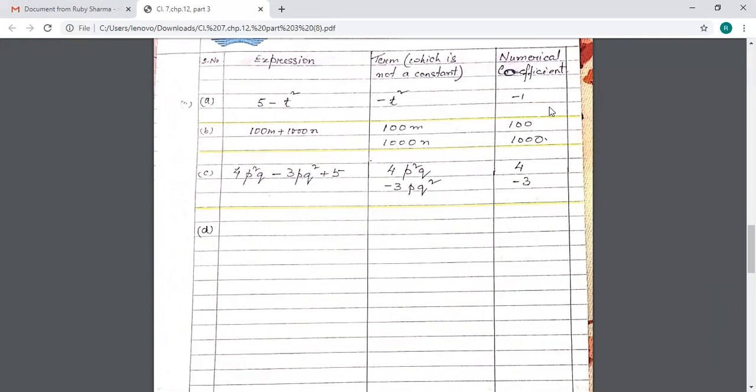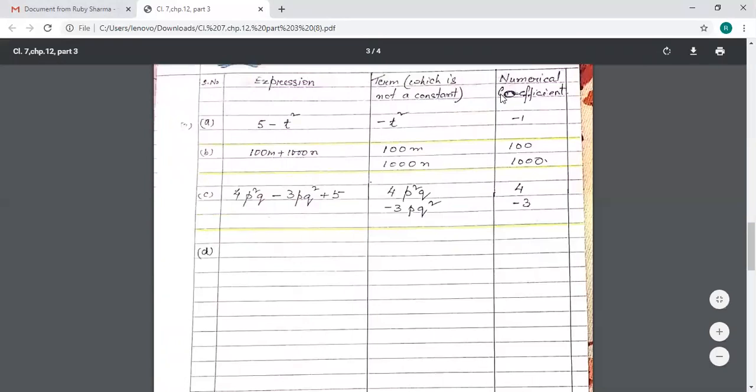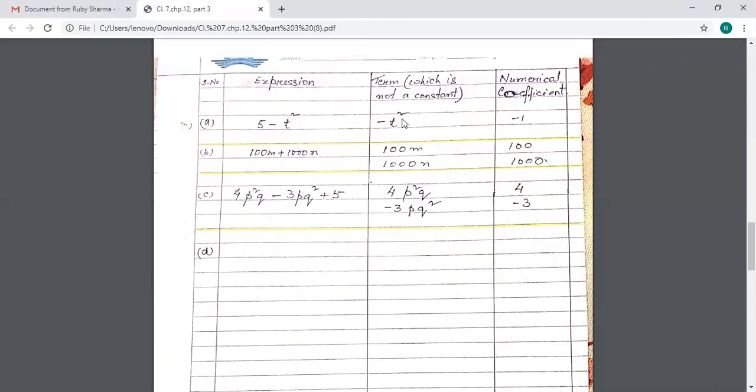The first expression is 5 minus t squared. Now here there are two terms, 5 and minus t squared. But 5 being a constant, we don't want a constant here. We want terms which are not constant. So minus t squared is a term which is not a constant. So I write it in the column term. And then from here it becomes easy for us to find the numerical coefficient. So what is the numerical coefficient of this? Minus 1.